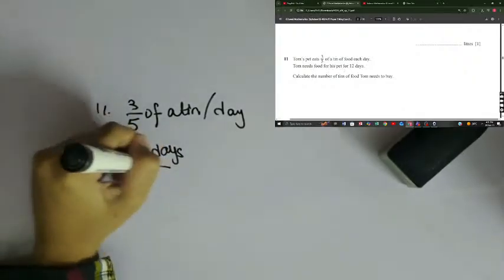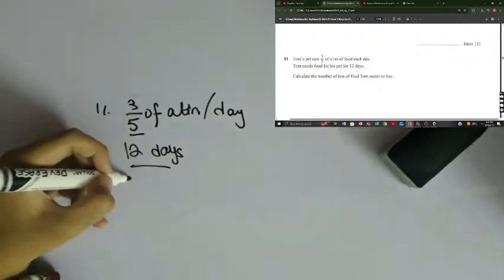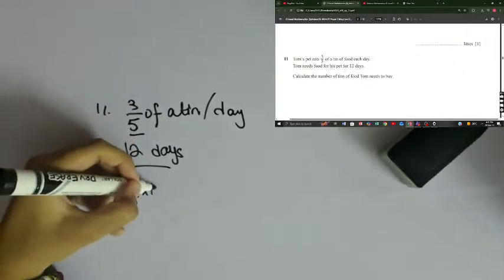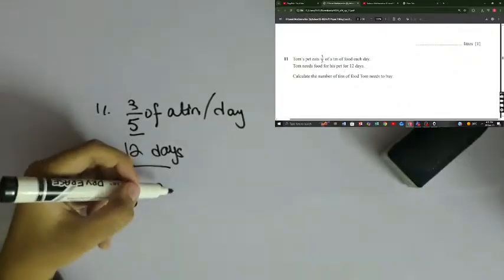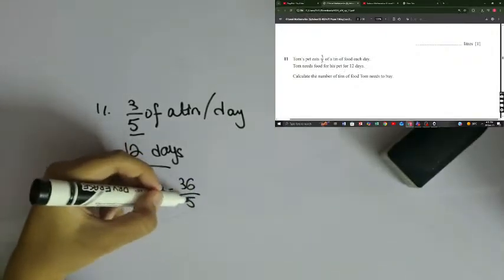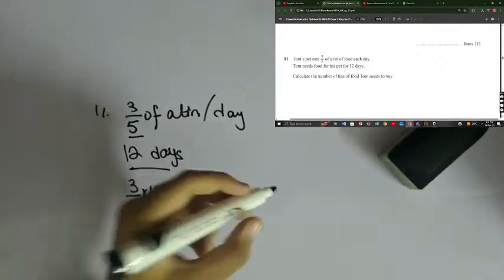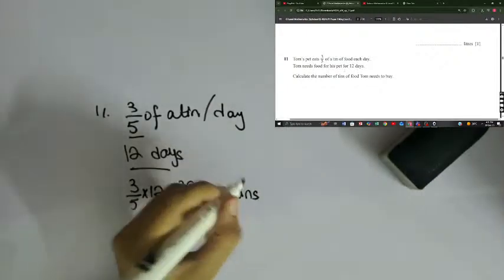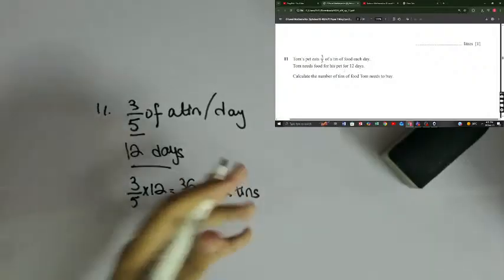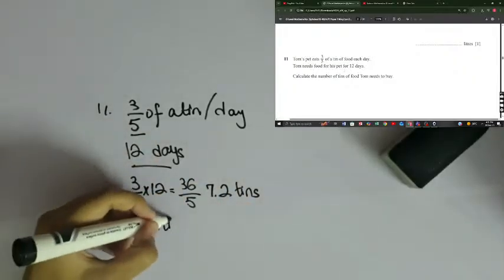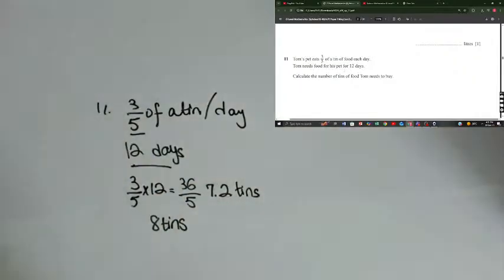So if it's 12 days and 3.5 are being eaten per day, 3.5 multiplied by 12 would give us the number of tins that would be eaten in 12 days. So when we multiply it, we get 36 upon 5, which is equal to 7.2, I believe. So 7.2 tins would be required, but obviously that's not a feasible number, so the number of tins that he would need to buy would be 8 in order to supply 7.2 of them. So 8 tins would be the number that Tom needs to buy.